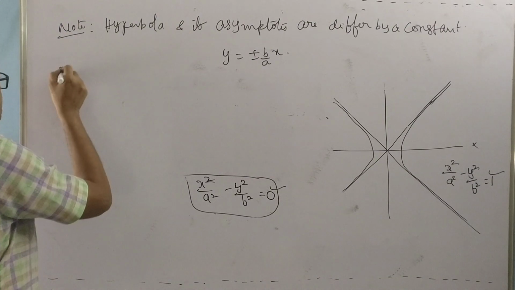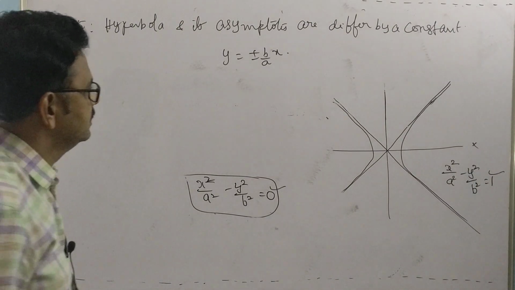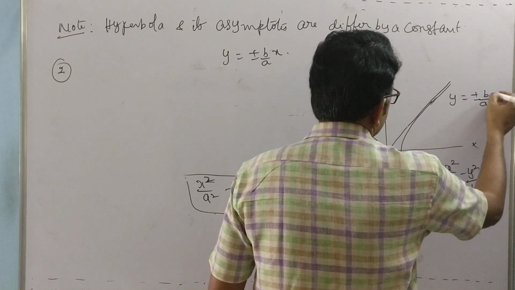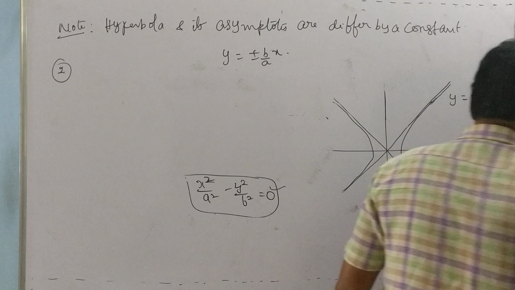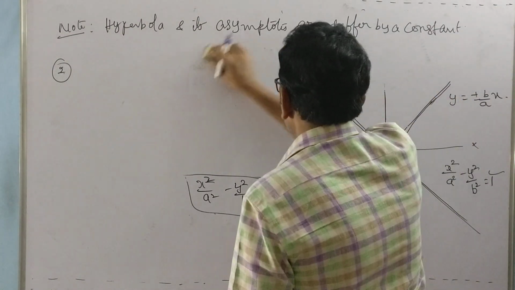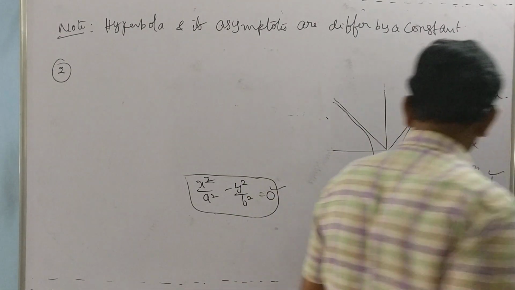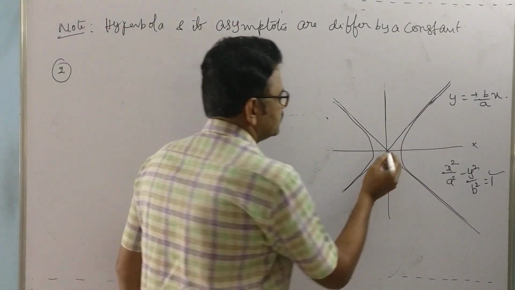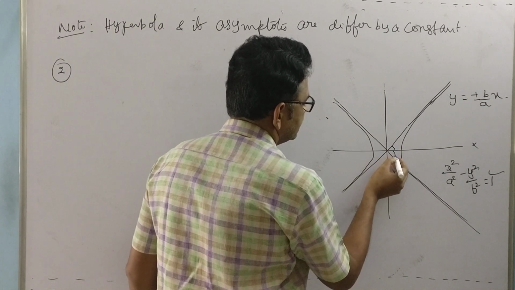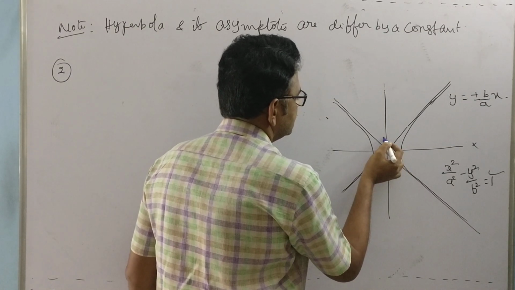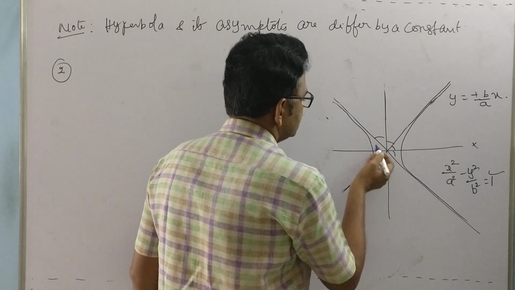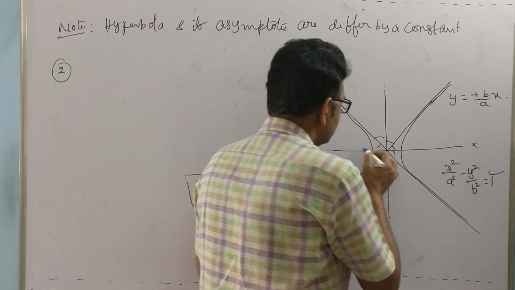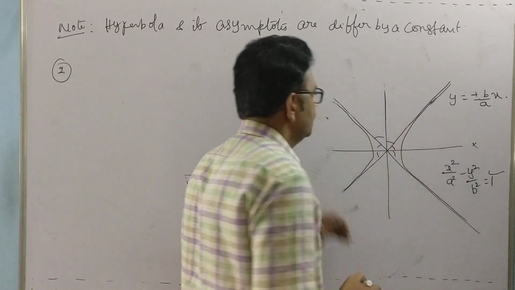Second point is, asymptotes are y equals plus or minus b by a into x. Asymptotes are equally inclined to the coordinate axis. That means, suppose if it is 30 degrees, this is also 30 degrees. Suppose if it is 60 degrees, this is also 60 degrees. So this makes equal angles with the x-axis and also the y-axis.